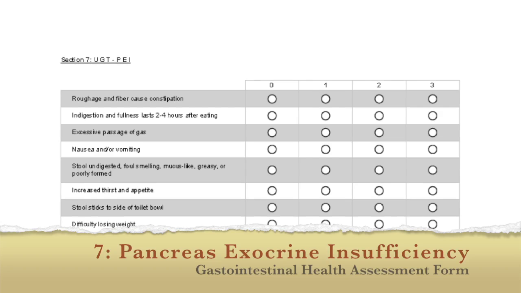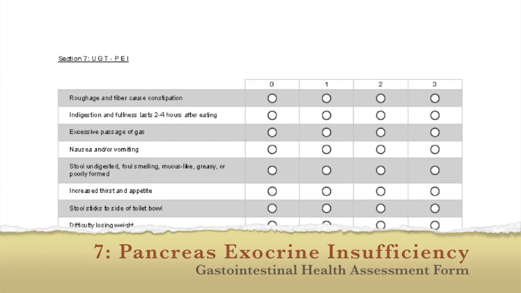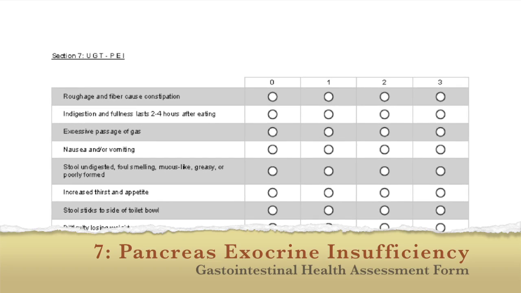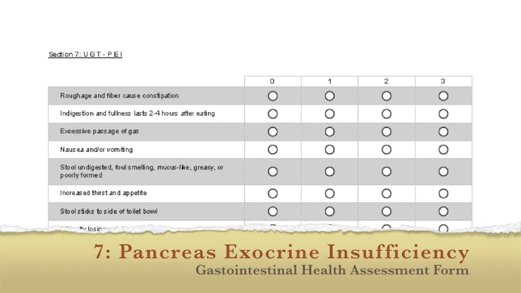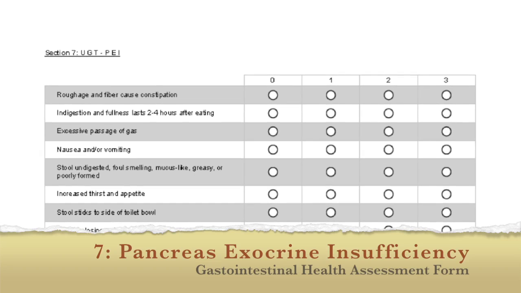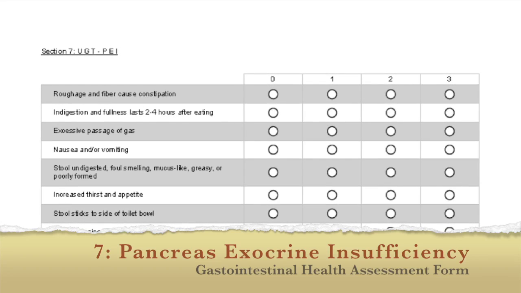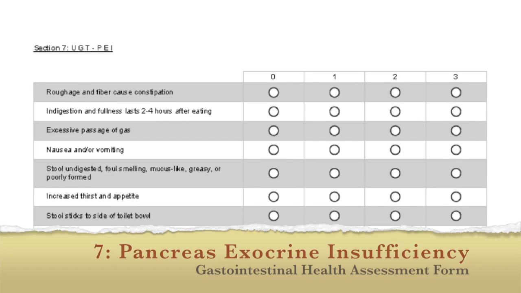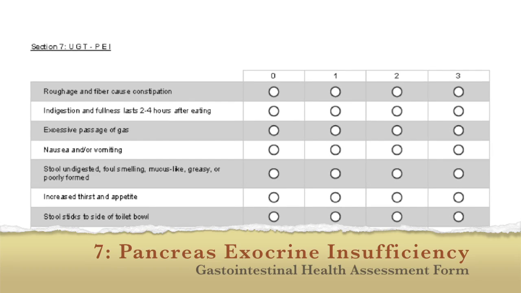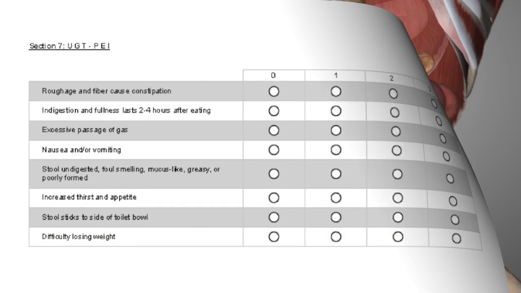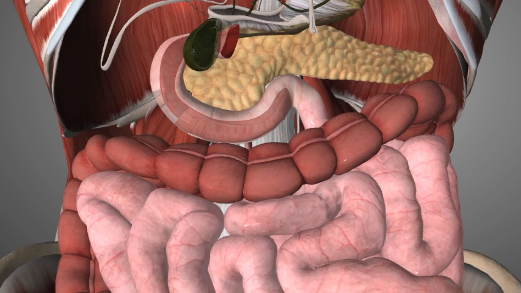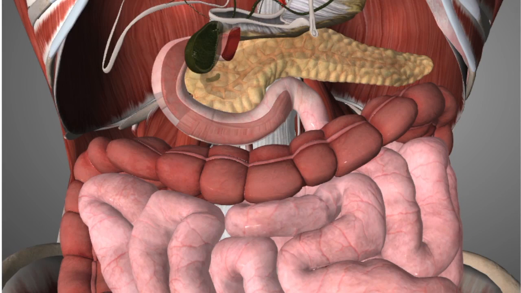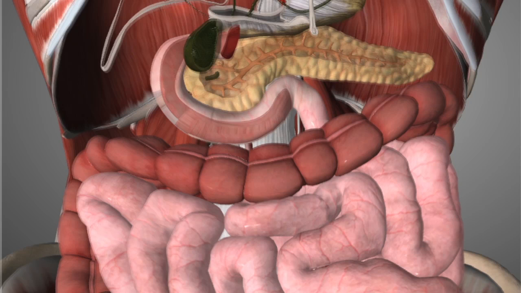Section 7. Pancreas exocrine insufficiency. The pancreas is thought of as having different functional components, the endocrine and exocrine parts. The endocrine part is only 1% of the pancreas. The remainder is related to exocrine function. The commonest cause of abnormal digestion is the failure of the pancreas to secrete its juices into the small intestine.